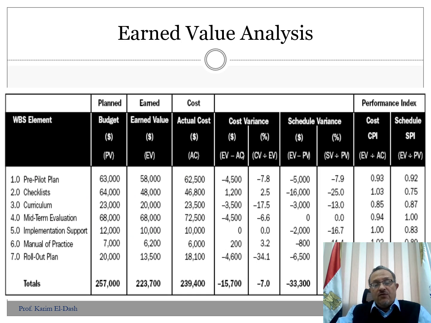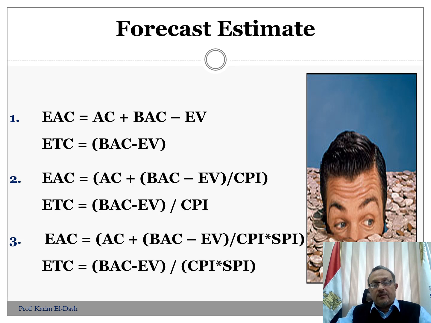This is a tabulation form for the data that we have been discussing over the previous slides, showing the planned budget, earned value, actual cost, cost variance, schedule variance, cost performance index, and schedule performance index for some categories and for the total of the project.